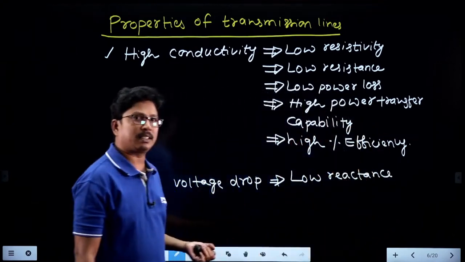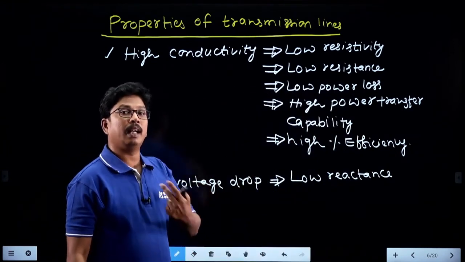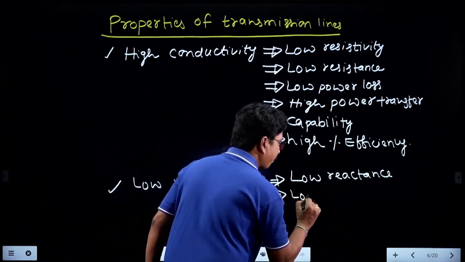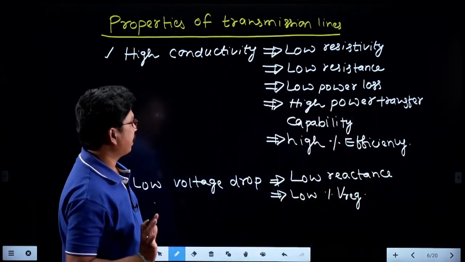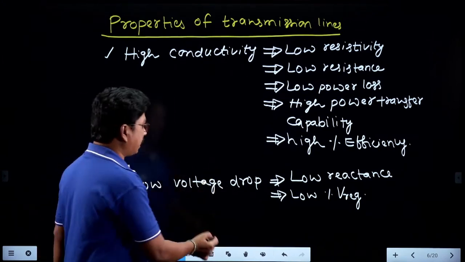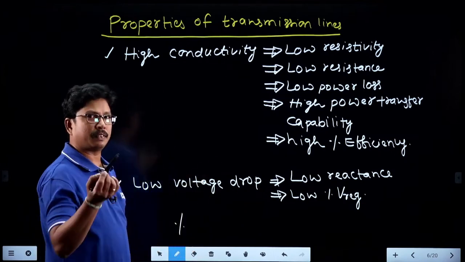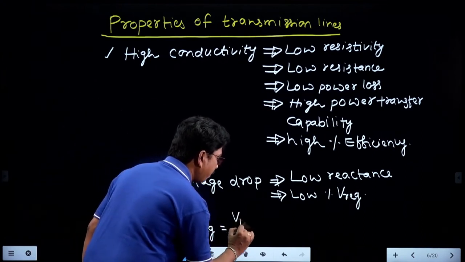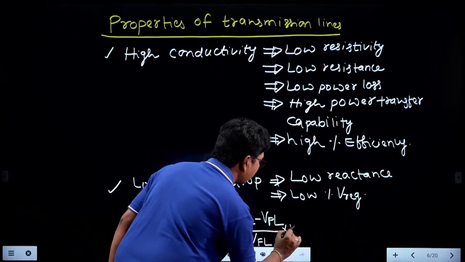What is the advantage of low voltage drop? Whenever the transmission line has low reactance, it has low voltage drop, so it has low percentage voltage regulation. Clear, students? For a transmission line, we have to calculate percentage voltage regulation. What is the percentage voltage regulation formula? The formula for transmission lines as well as for generators is: percentage voltage regulation is V no load minus V full load, divided by V full load, into 100.